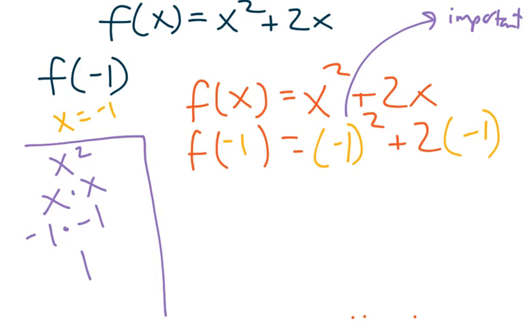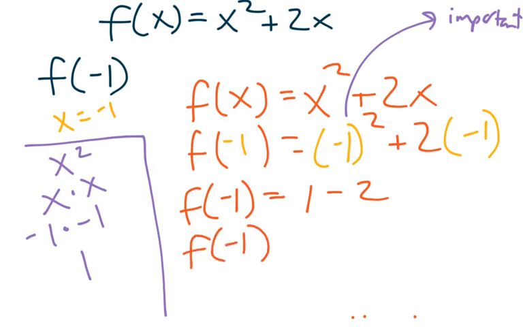I might even emphasize that again on the next slide. So I've already done this part. So we have f of -1. -1 squared is 1. 2 times -1 is -2. And 1 minus 2 is -1. And what that means, again, interpreting it, is when x is -1, y is also -1.